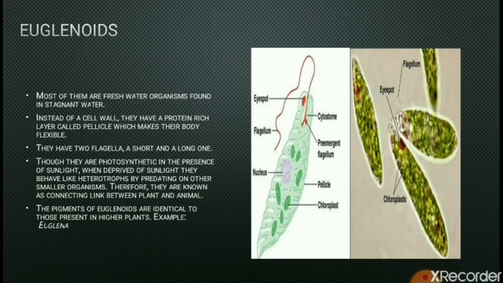The pigments of euglenoids are identical to those present in higher plants. For example, Euglena.